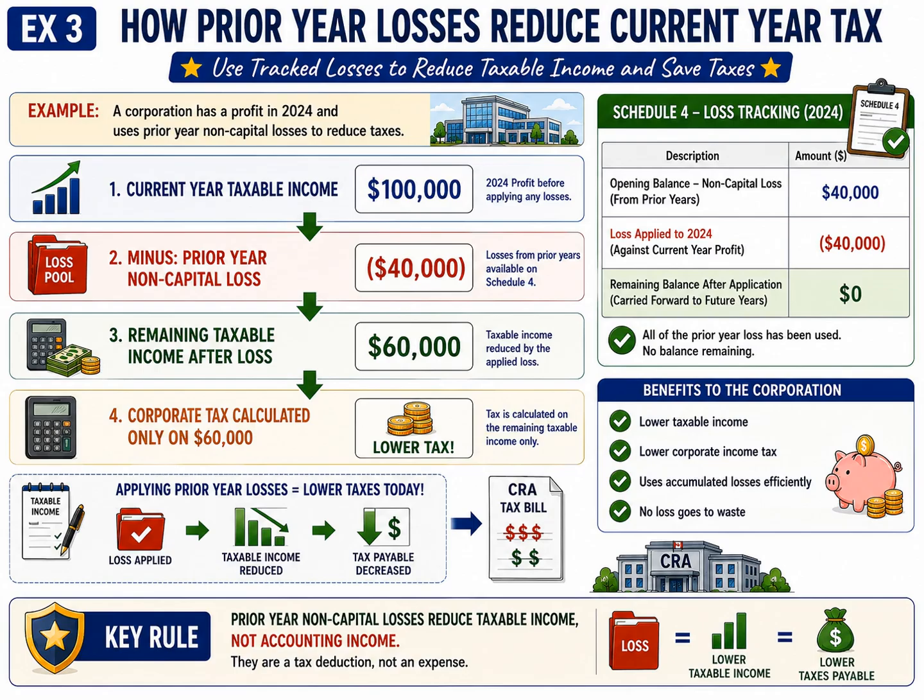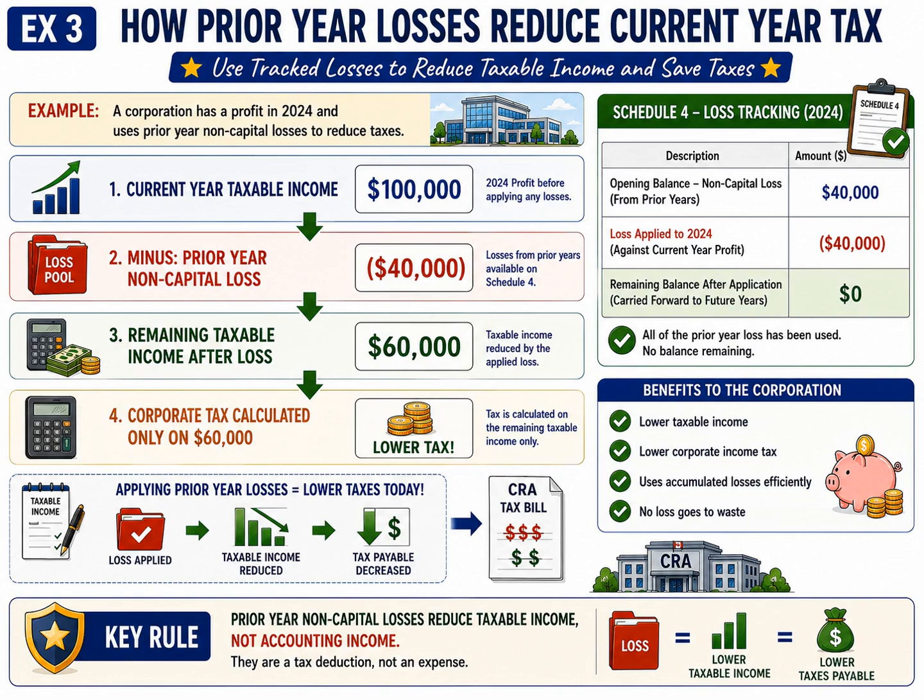The first step is to subtract the available loss from the current year's taxable income. We begin with $100,000 of taxable income and deduct the $40,000 prior year loss. After applying the loss, the corporation's remaining taxable income becomes $60,000.